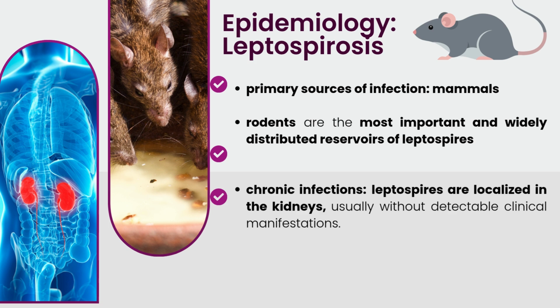So, under its epidemiology, numerous animals, primarily mammals, are sources of human infection. Rodents are the most important and widely distributed reservoirs of leptospires. Some reservoirs are associated with a particular species of natural maintenance hosts. In chronic infections, leptospires are localized in the kidneys, usually without detectable clinical manifestations.